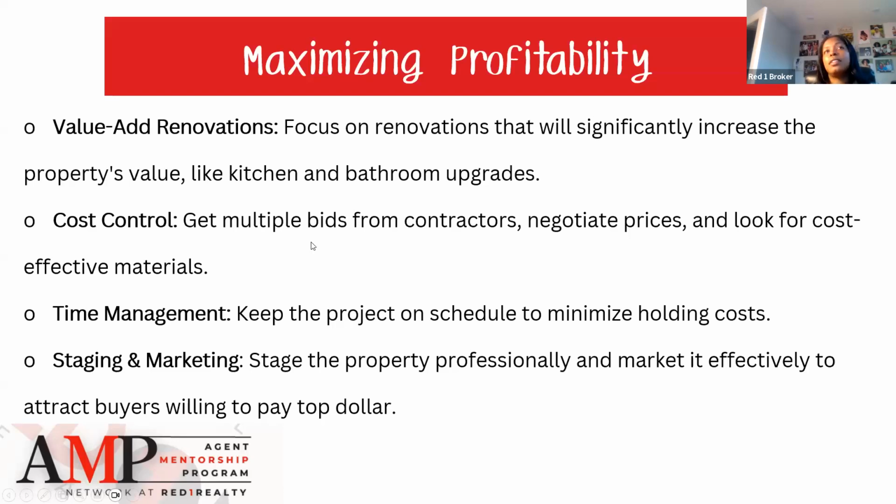Cost control, get multiple bids from multiple contractors. Unless you have a trusted contractor, you can negotiate prices, even at Home Depot. Sometimes we go, if we're going to buy all these things, can you give us a better price on the material? Sometimes they work with us, sometimes they tell us no. Amazon's out there. Sometimes Amazon is cheaper than going into a store. There's liquidation centers, which you can get materials from.